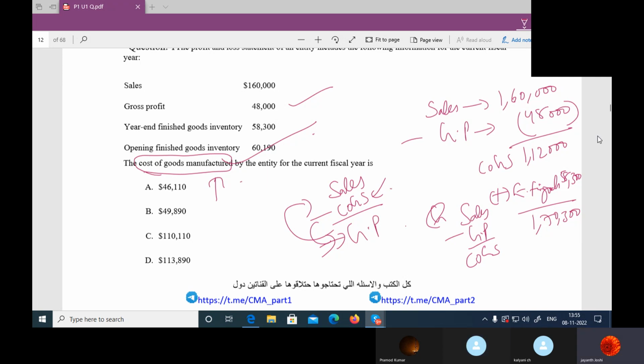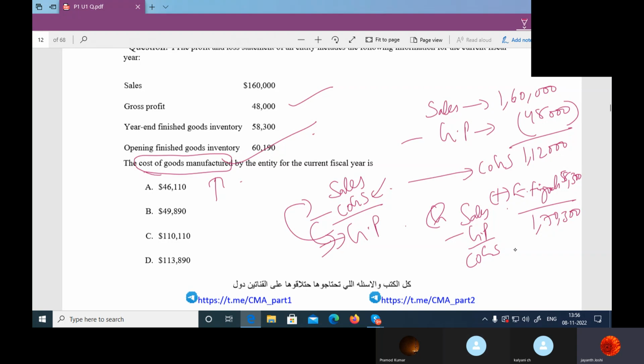Hello? Yes, hello. Yes, sir. See, what do you mean by cost of goods sold? You would have made some goods, okay? So that goods you have sold, okay? So the cost of that what you have sold is this. But you may have some leftover goods also, because the information is given to you, correct? Year-end finished goods. So that leftover I have added here, okay?